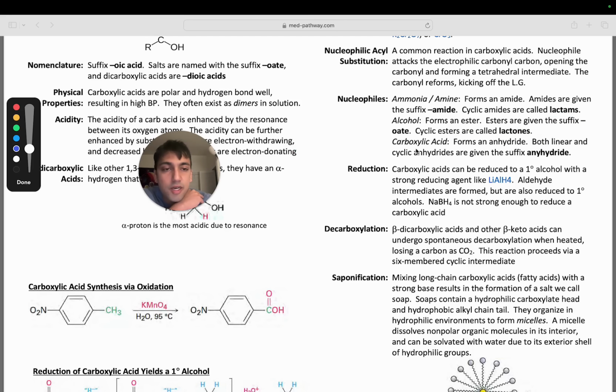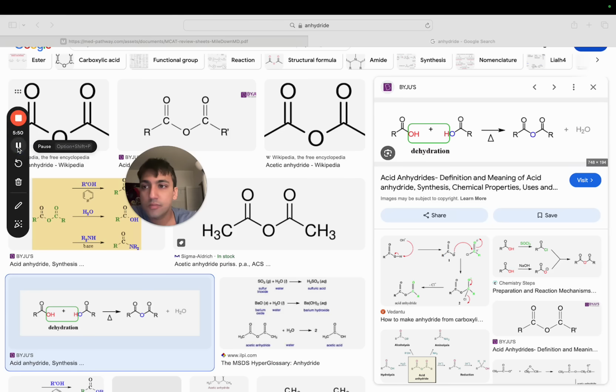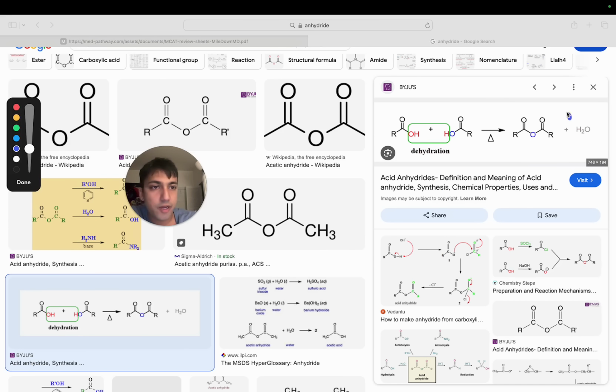Next we have carboxylic acids. Carboxylic acids form anhydrides. Both linear and cyclic anhydrides are given the suffix anhydride. Let me show you an example. This is what I was talking about with anhydrides, right? And how do we form this? We take two of those carboxylic acids, put them next to each other, and what's happening is a dehydration reaction. You're taking out a water. How do you take out the water? You're taking a hydroxide from one and a hydrogen atom from another. You take them out, that forms a water, and then we have an anhydride as a result. So that's what I was talking about there.